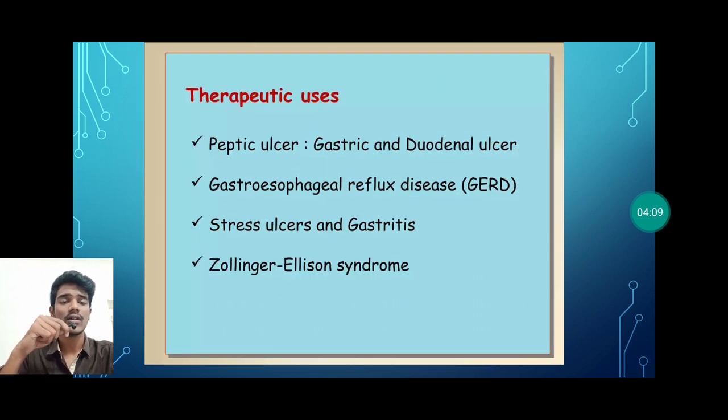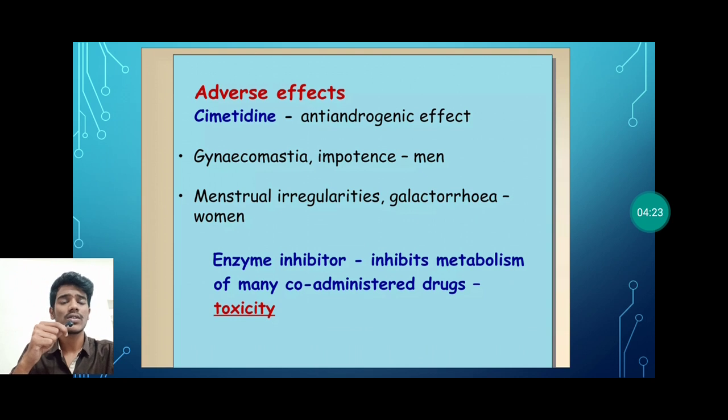Now see its therapeutic uses. Its therapeutic uses include gastric and duodenal ulcer, gastroesophageal reflux disease, stress ulcers and gastritis, and Zollinger-Ellison syndrome also. It also has some adverse effects. Cimetidine has an anti-androgenic effect. In males, it produces gynecomastia and impotence, while in females, it produces menstrual irregularities and galactorrhea. It is an enzyme inhibitor. It inhibits the metabolism of many co-administered drugs, hence it is not to be given with other drugs because it causes drug accumulation and finally leads to toxicity.